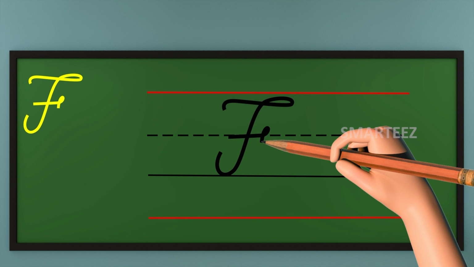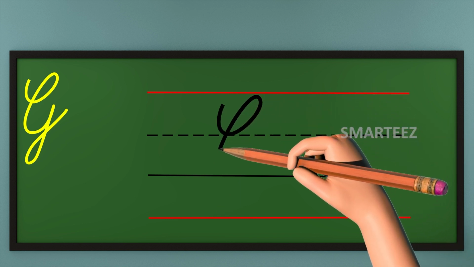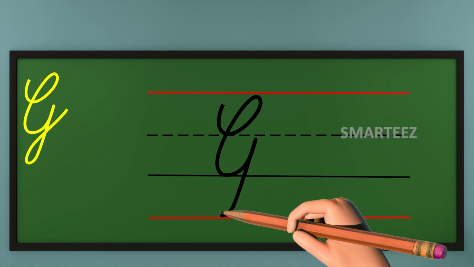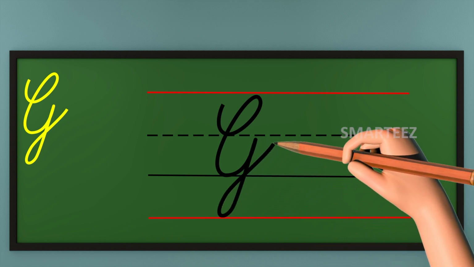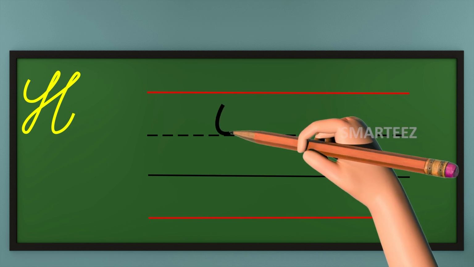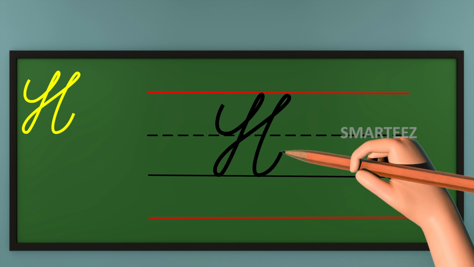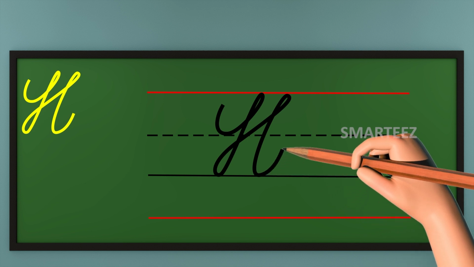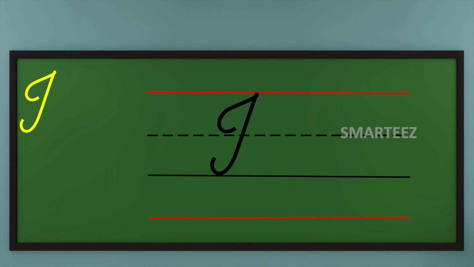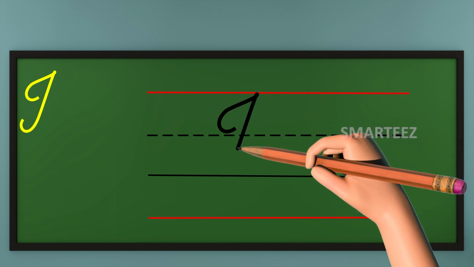Okay, the next character is G. You write G like this. Okay, the next character is H. You write H like this. Okay, the next character is I. You write I like this.